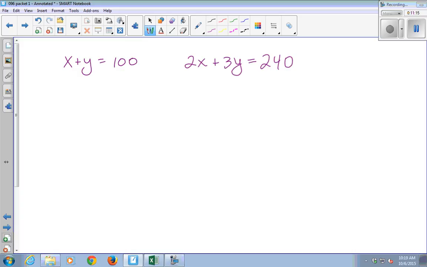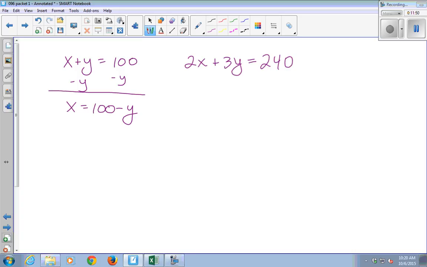Okay, so for substitution, you start with one of your two equations and solve for one of your variables. Typically, pick your easier looking equation. Which of those two equations looks simpler? x plus y equals 100. Solve for the variable that's easier to solve for. It's both the same, yeah. So which one do you want to solve for? x. Okay, so if I solve for x, I just subtract y from both sides. Right, so I get x equals 100 minus y.